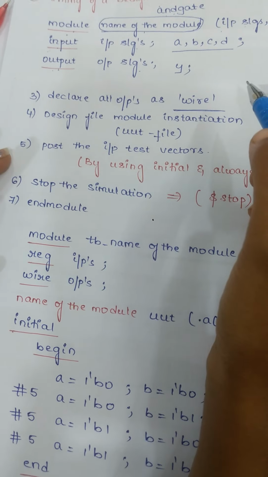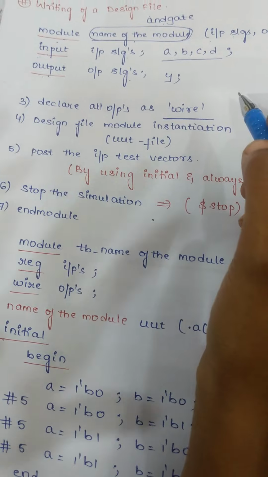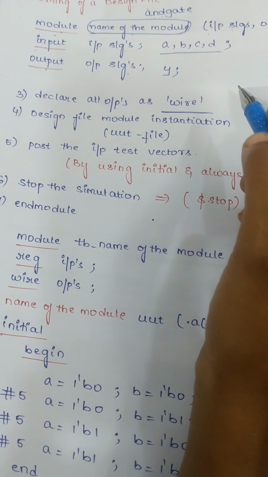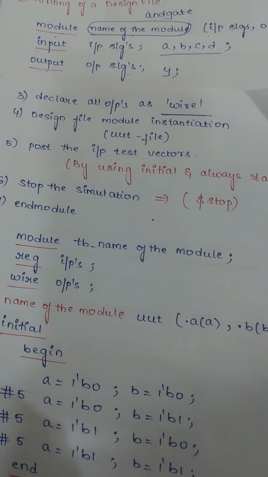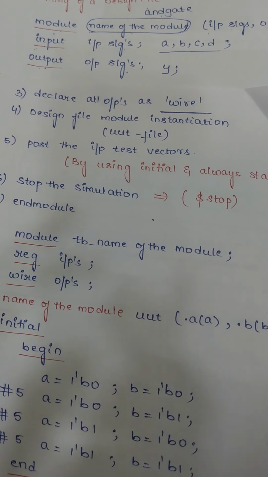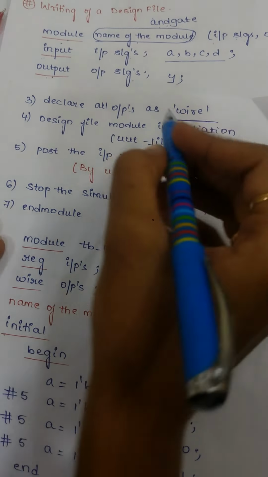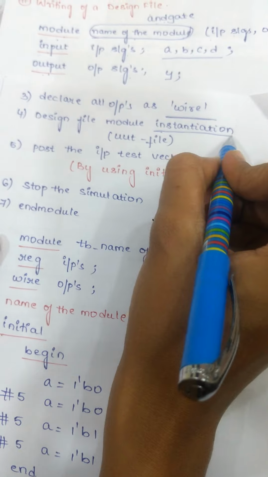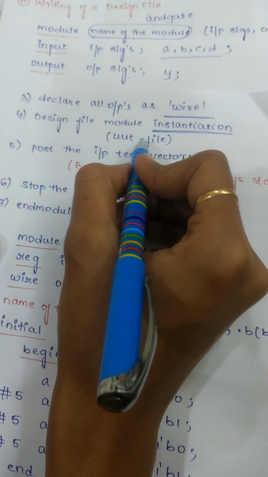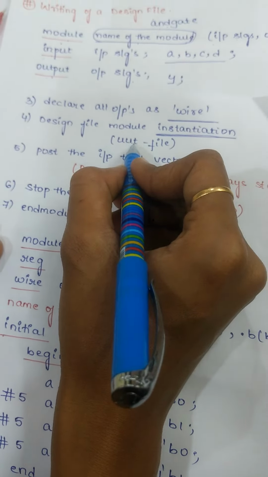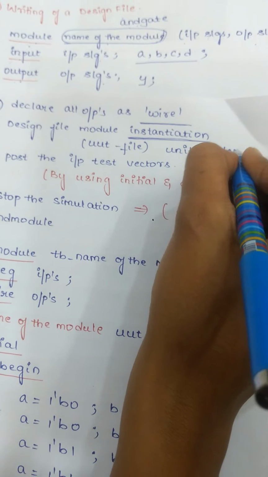Another main thing is, your design file will be present in one folder and your test bench file will be present in another folder. How you have to map this test bench file is only related to that particular design file. So that mapping should be done. How do you do mapping? With the help of instantiation. That is known as the UUT file, unit under test file.